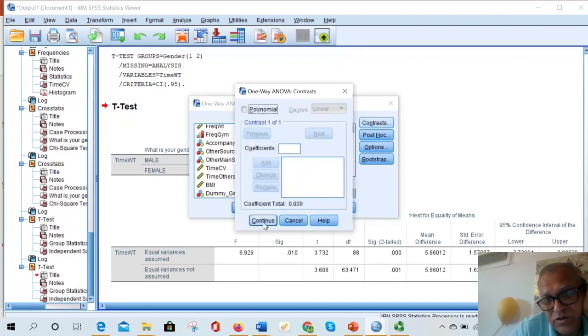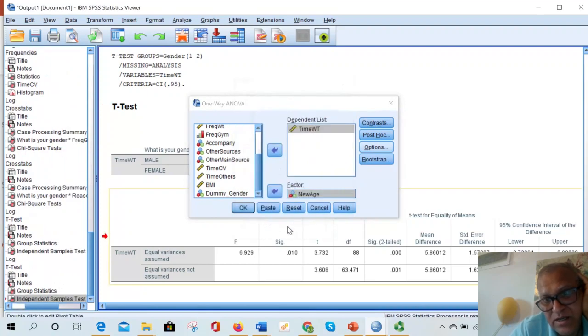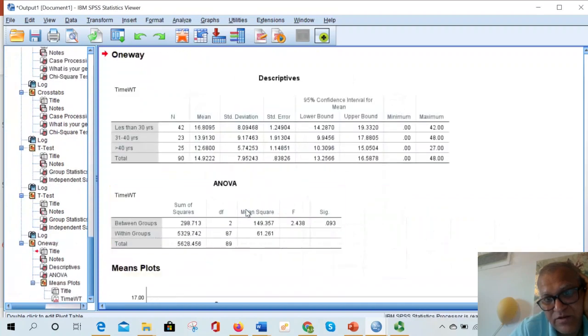Okay, we need something here. Maybe descriptive statistics under options. That's a good idea. Maybe a mean plot also here. And anything in the options? Yeah, we've done it. Okay, and okay by default things.